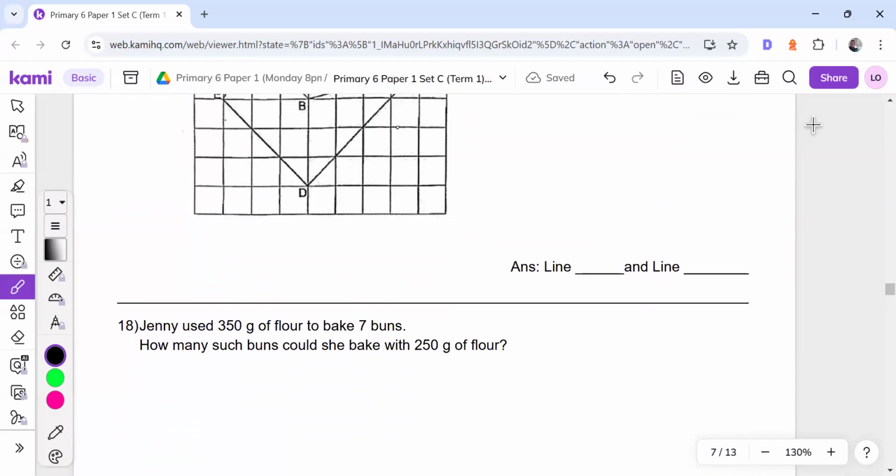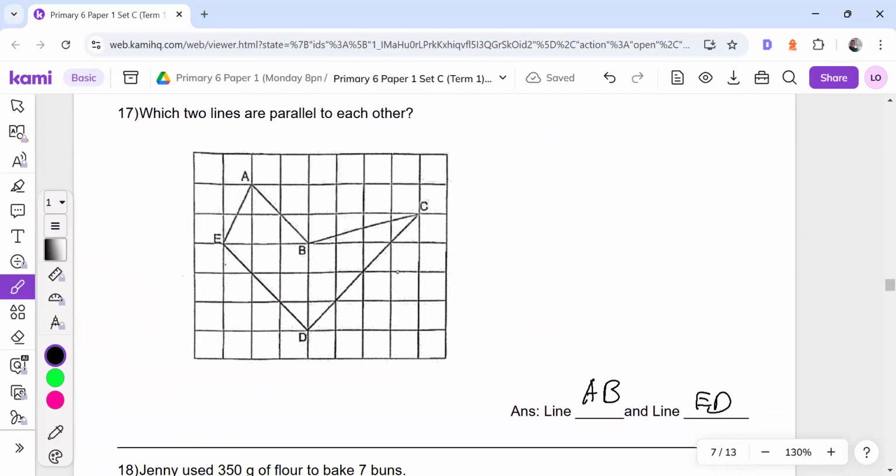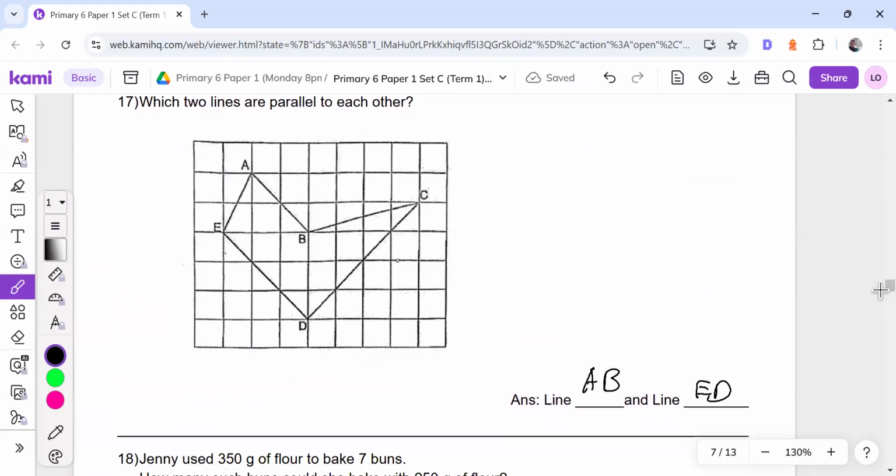Okay, number 17, AB and ED. So why are they parallel? Okay, now you don't just use your eyes to see that they are parallel. As long as you see square boxes, right, you can prove it, right? Many of you know that, oh, these two lines are parallel, but if I ask you to prove it, can you prove it or not? How do you prove it? Those of you who have done construction, the lesson that I teach you on construction, you count the squares, remember?